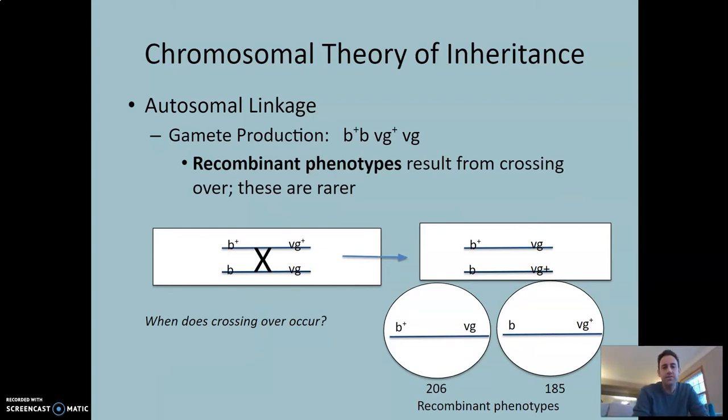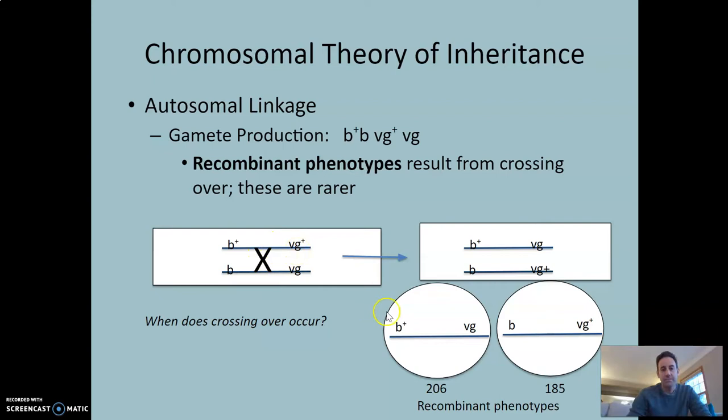These result from crossing over. So in our last chapter, we talked about how during prophase 1 of meiosis, crossing over occurs where B plus and VG plus can swap little sections. And so if we do that, then all of a sudden the B plus is going to be combined with VG, and the B is going to be combined with VG plus.